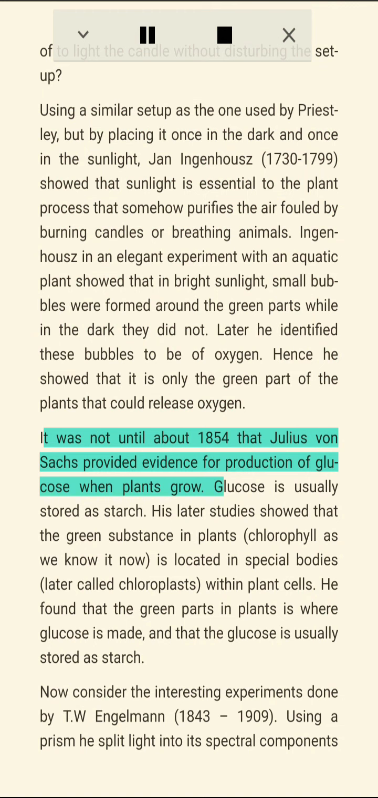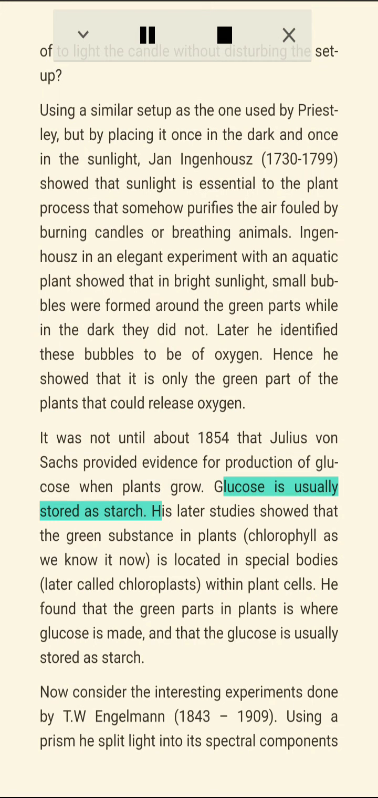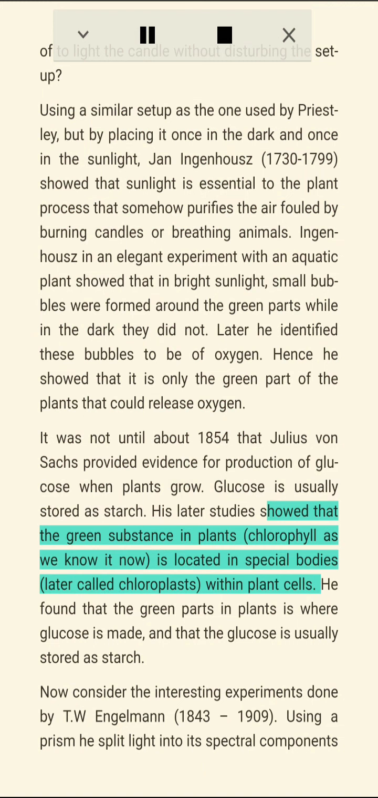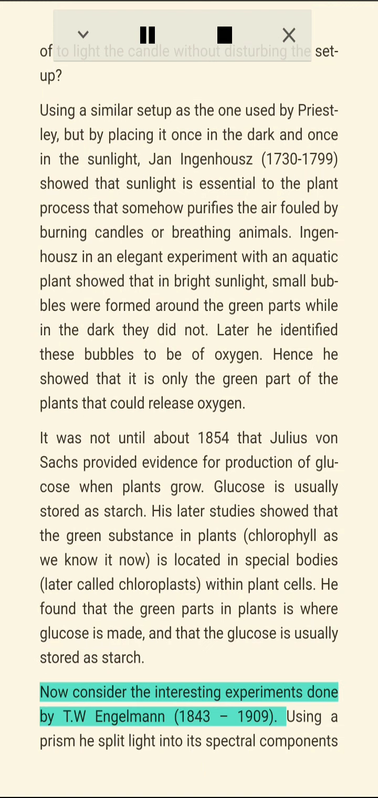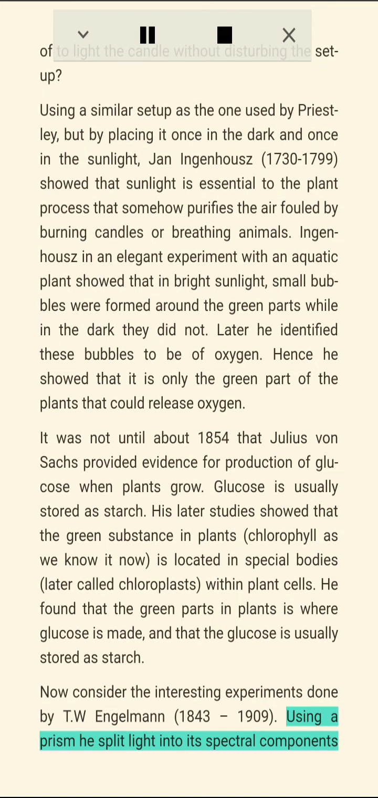It was not until about 1854 that Julius von Sachs provided evidence for production of glucose when plants grow. Glucose is usually stored as starch. His later studies showed that the green substance in plants, chlorophyll as we know it now, is located in special bodies, later called chloroplasts, within plant cells. He found that the green parts in plants is where glucose is made, and that the glucose is usually stored as starch. Now consider the interesting experiments done by T. W. Engelmann, 1843–1909.